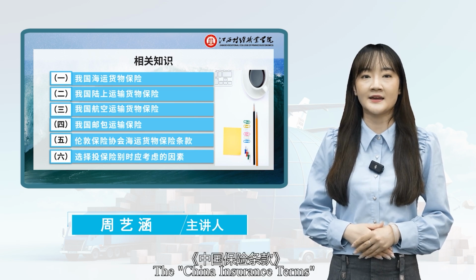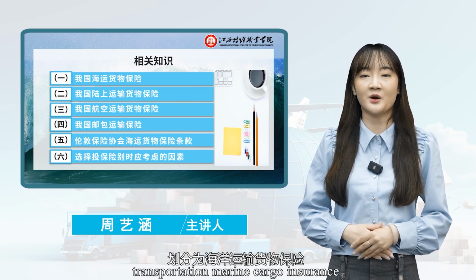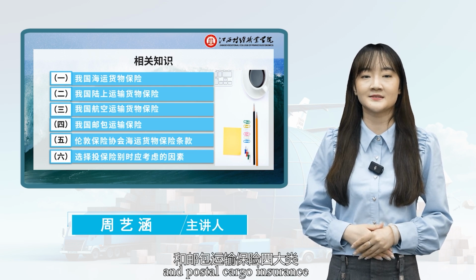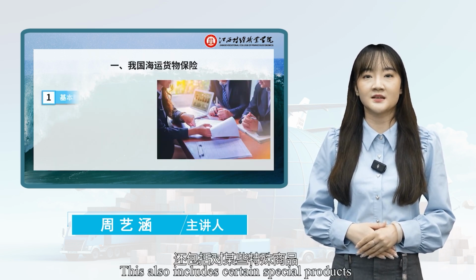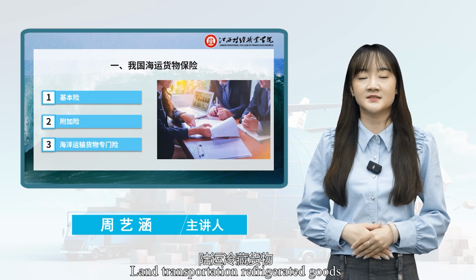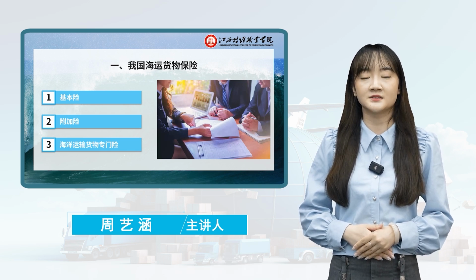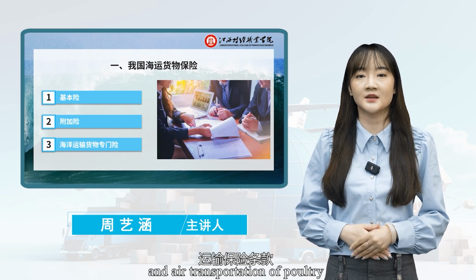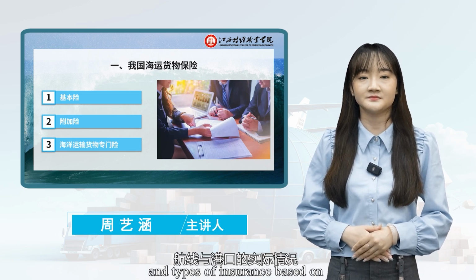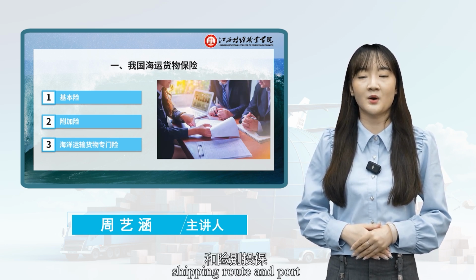The China insurance terms classify freight insurance into 4 categories based on the mode of transportation: marine cargo insurance, land cargo insurance, air cargo insurance, and postal cargo insurance. In addition, this also includes certain special products like refrigerated goods shipped by sea, land transportation refrigerated goods, shipping bulk oil, and live livestock by sea. Insurance terms for sea, land, and air transportation of poultry. The policyholder may choose appropriate terms and types of insurance based on the characteristics of the goods and actual situation of the shipping route and port.